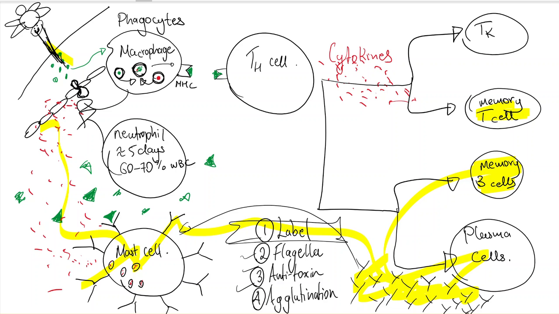Does that make sense? Did I miss anything? I think that's about it. I think I missed the T suppressor cells. So those are the ones that, yeah, no, they stop the immune response once it's done. Yeah. Good.